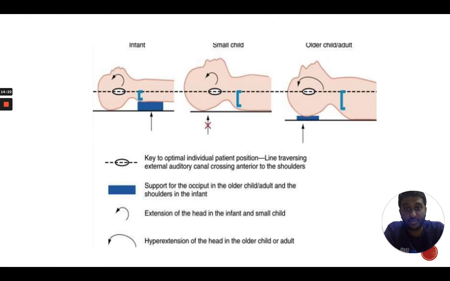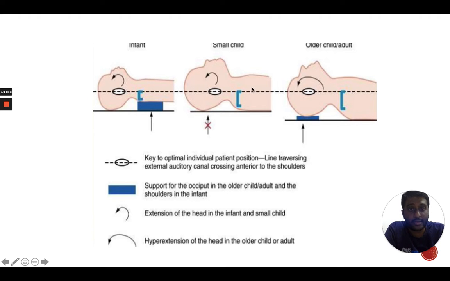Okay, what we are trying to achieve here is that the imaginary line intersecting the anterior shoulder and the ear should be straight. If you make sure that the anterior shoulder line intersects with the ear, when you put in your laryngoscope, you will easily be able to visualize the cords. Okay, in a small child, you don't need any support. You just need extension at the occipital joint.